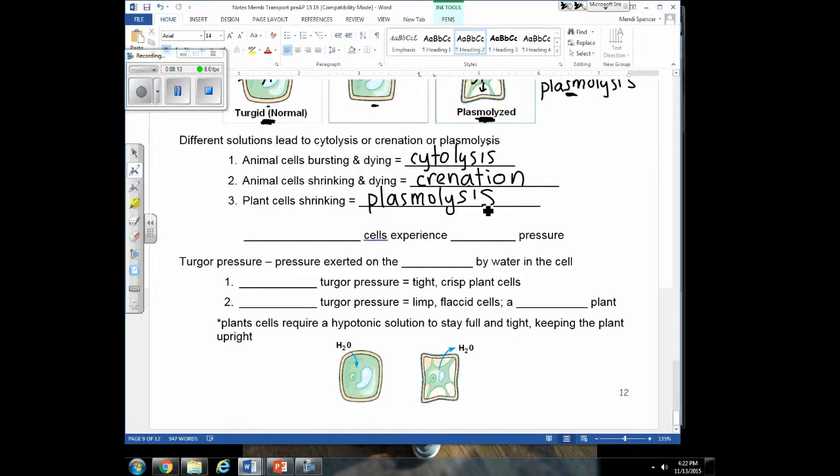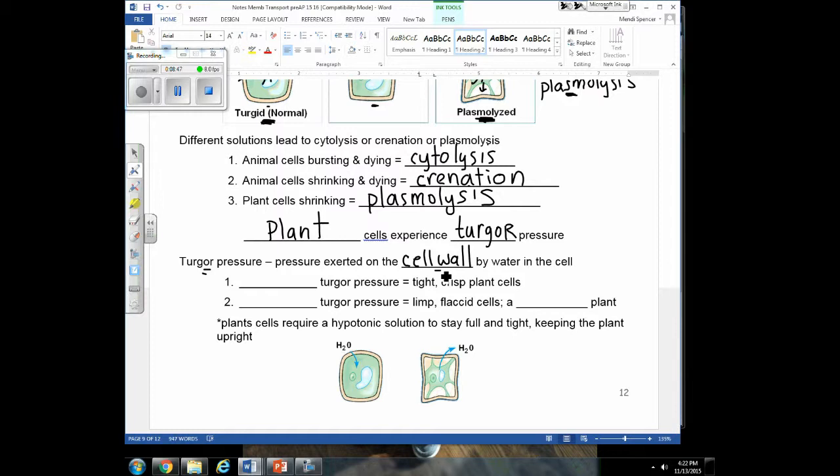Now the last topic that we're going to talk about is Turgor pressure. And when we talk about Turgor pressure, we can only talk about plant cells. Plant cells have the ability to experience what we call Turgor pressure, even the increasing in Turgor pressure or the lowering of Turgor pressure, because the definition of Turgor pressure is pressure exerted on the cell wall by water in the cell. And animal cells do not have a cell wall, so technically they can never develop Turgor pressure. So Turgor pressure is really just related to plant cells.